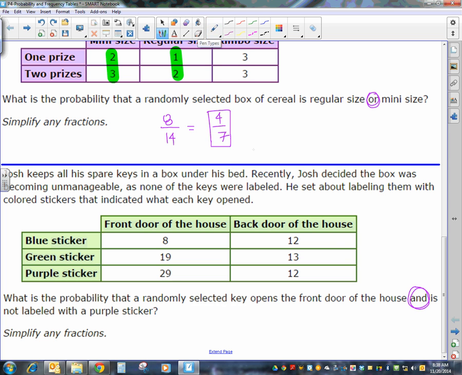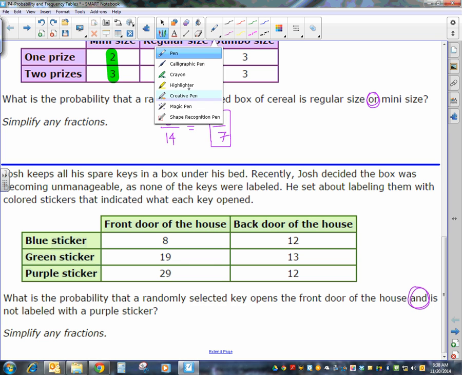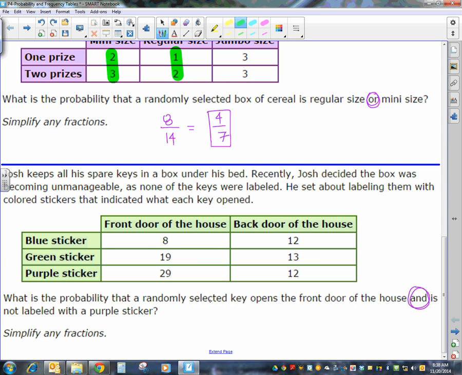So when I go through now, okay, I'm still going to highlight. Randomly selected key opens the front door. So which ones open? These open the front door and is not labeled with a purple sticker. These are the ones that are not labeled with a purple sticker. Oh, those are the ones labeled with a purple sticker. So we actually want the ones that are not labeled with a purple sticker. So those are the ones labeled. These are the ones that are not labeled with a purple sticker.